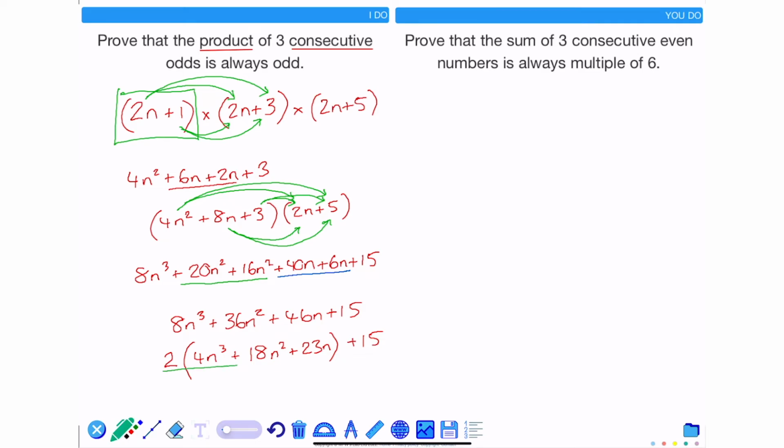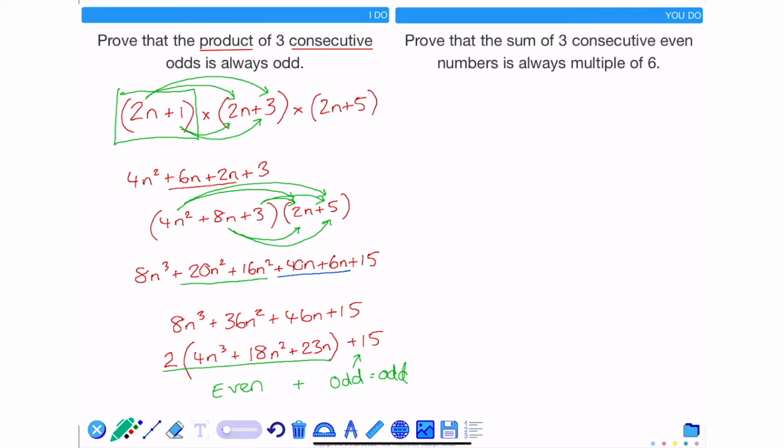So here we can see we've got an even number, and I've then got an odd number being added on. Anytime I have an even add an odd, it will always give me an odd. And therefore I've proved that the product of three consecutive odds is always odd, since this will work for any value of n when creating our three odd numbers.